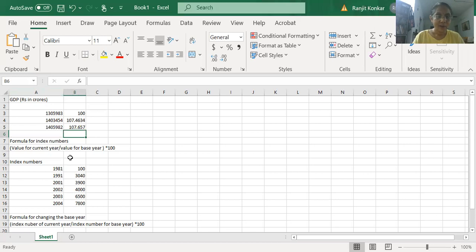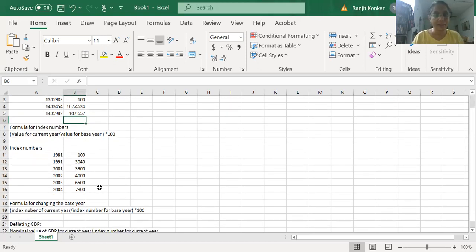So what I do is I take these index numbers. So I have index numbers from 1981 and I have index numbers till 2004, and I'm not interested in comparing my 2004 prices with 1981 prices. So 1981 base year being 100 is of no relevance to me. I want to change it to 2002. How do I do this?